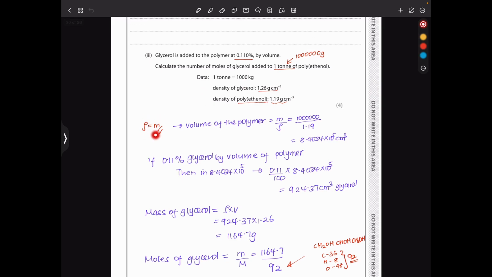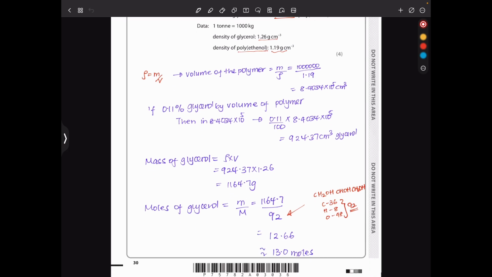So we know density is mass over volume, and therefore volume should be mass divided by density. 1 ton is the same as 1,000 kilograms, therefore 1 million grams. So the volume should be 1 million grams divided by the density, which is 1.19, giving us this volume. So if it's 0.11% of glycerol, it means in 8.4034 times 10 to the power 5 centimeters cubed, it's going to be 0.11 divided by 100 times that, giving us 924.37 centimeters cubed of glycerol.